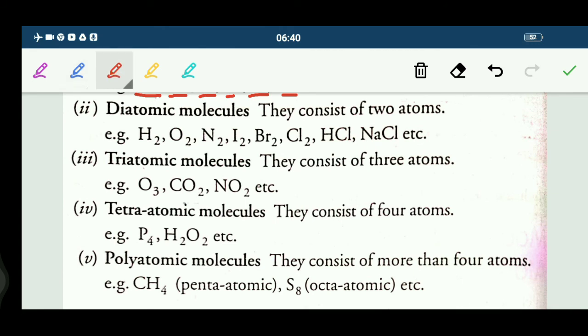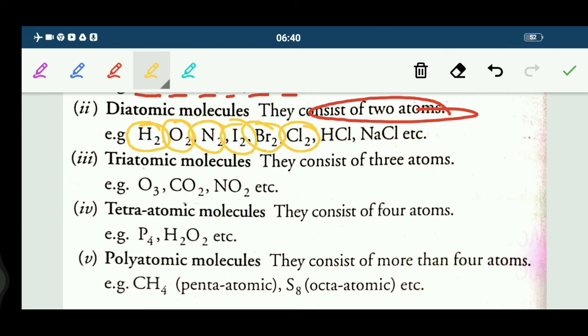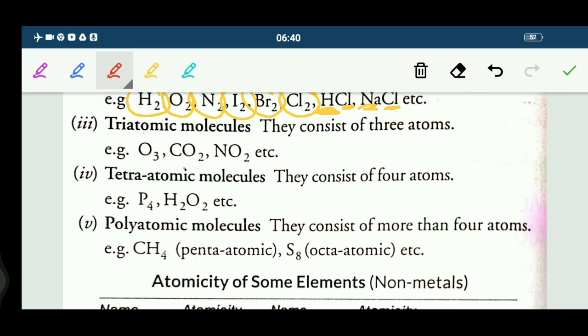Similarly, students, talking about the diatomic molecules, you can see here they consist of 2 atoms. For example, H2: hydrogen is 2, oxygen is 2, nitrogen is 2, iodine is 2, bromine is 2, chlorine is 2, H and Cl, Na and Cl. So 2 atoms are there. Now students, coming on to the triatomic molecule, which consists of 3 atoms. You can see oxygen is 3, then we have here carbon and oxygen 2, so 2 plus 1 is 3. Similarly, nitrogen 1, oxygen 2, 2 plus 1 again 3.